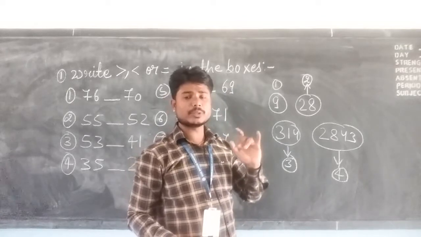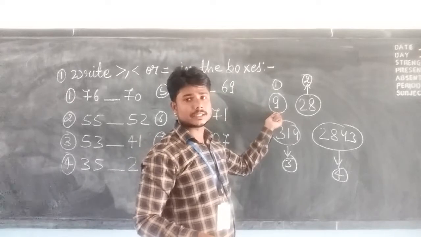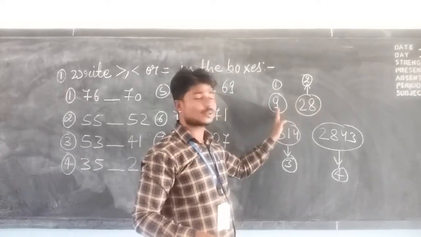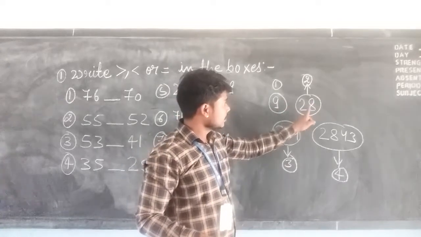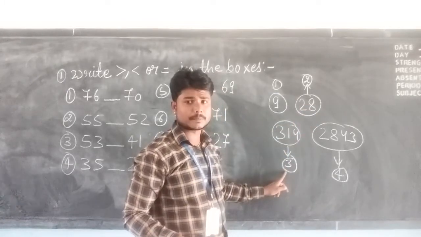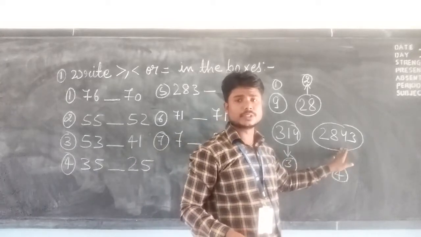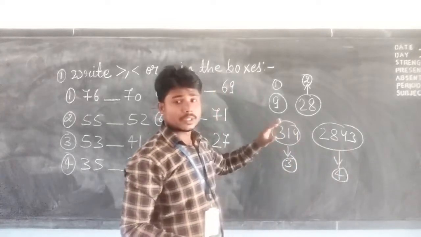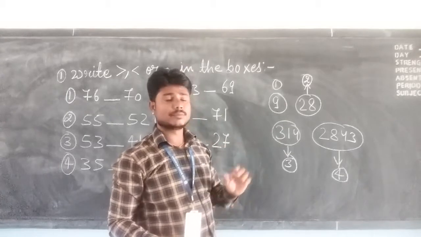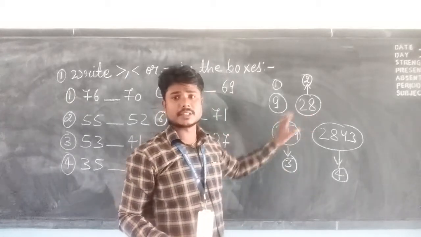So what do we have to keep in mind? We have to keep in mind that a single digit number is smaller than a 2 digit number. A double digit number is smaller than a 3 digit number. And a 3 digit number will be smaller than a 4 digit number. So, in comparison of numbers, first we have to decide how many digits are given in the number.